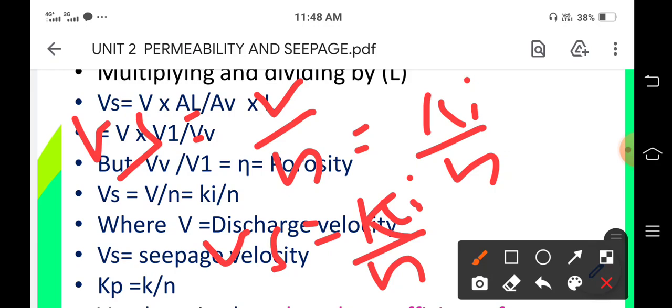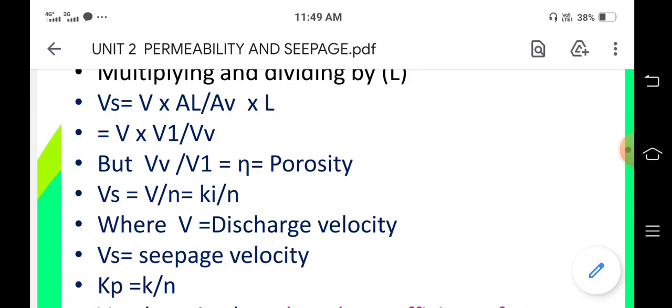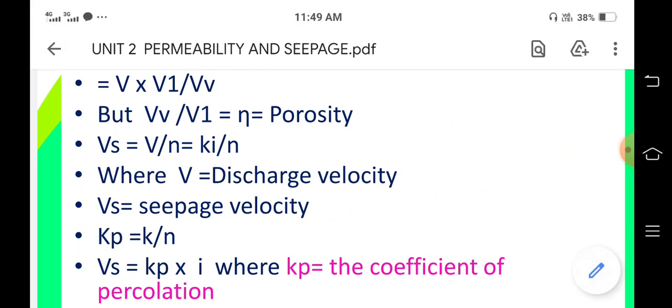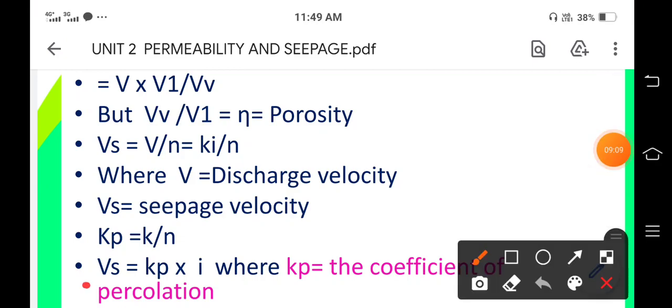But this k upon n is called as kp, that is the coefficient of percolation. So Vs equal to kp, the coefficient of percolation, into i, that is the hydraulic gradient. So this is the expression for the seepage velocity.